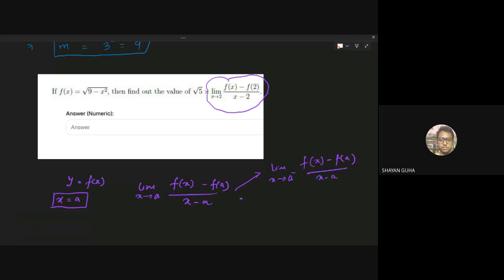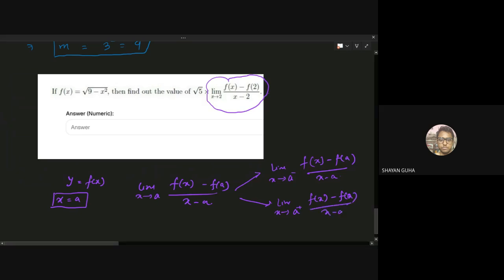And there is another part which is the right hand derivative, which is as x approaches a from the right hand side, which is f of x minus f of a divided by x minus a. So this thing is nothing but these two things.